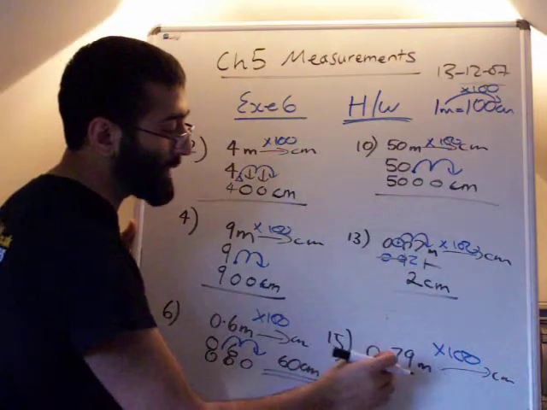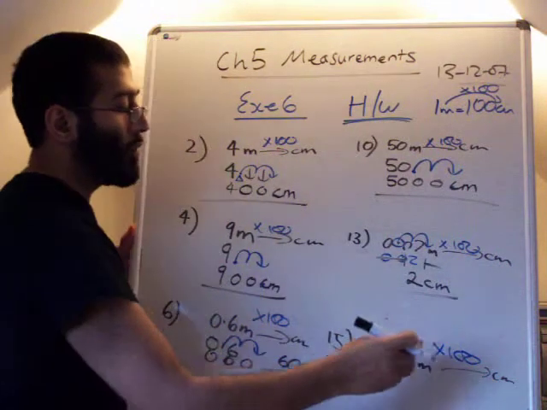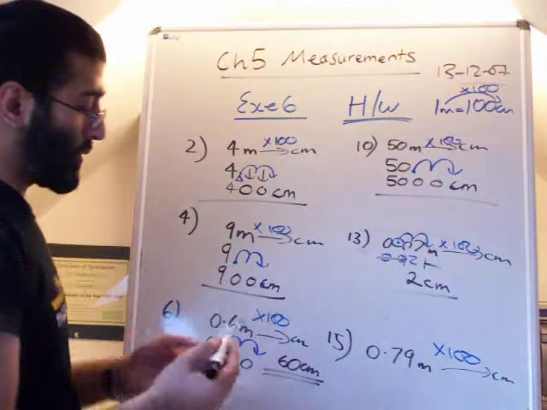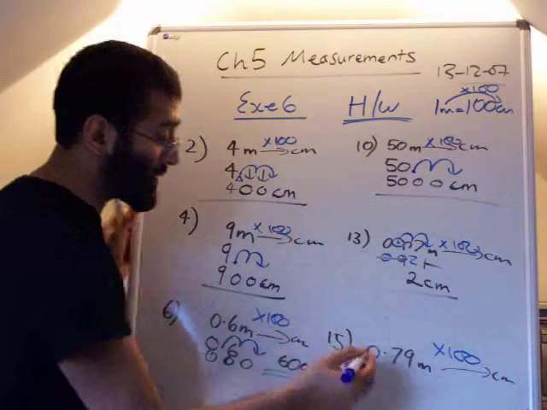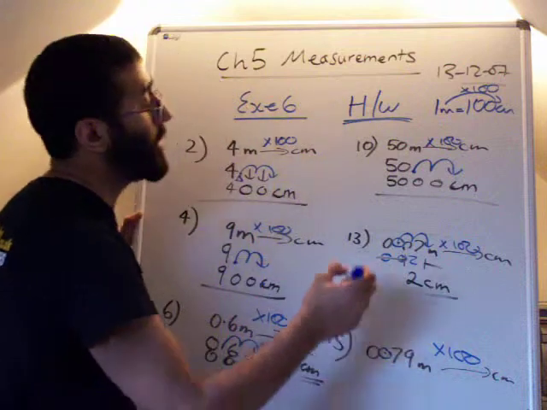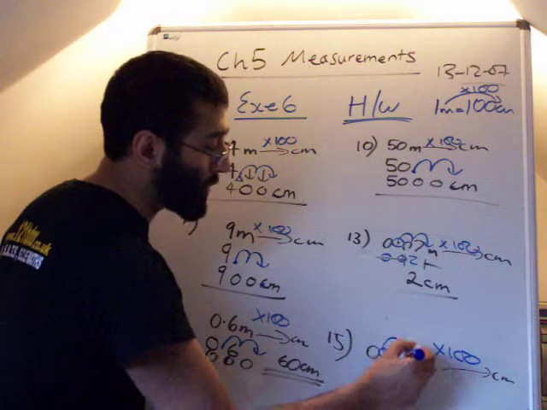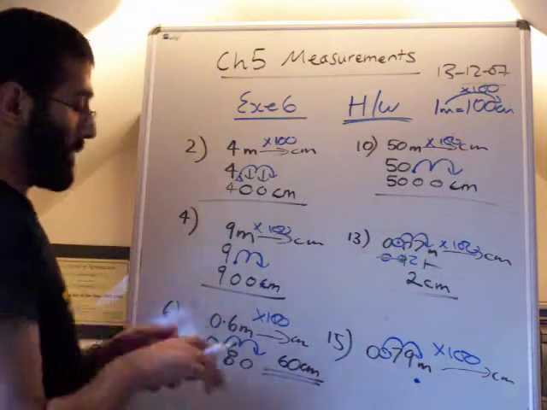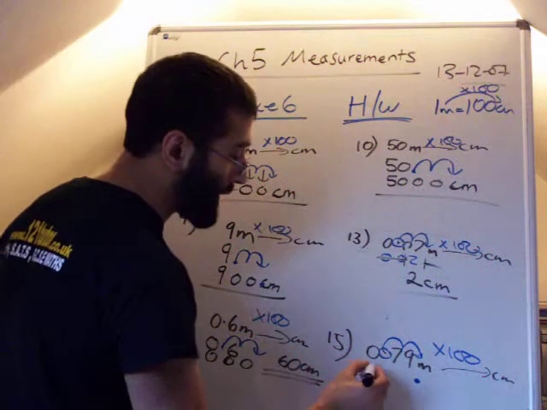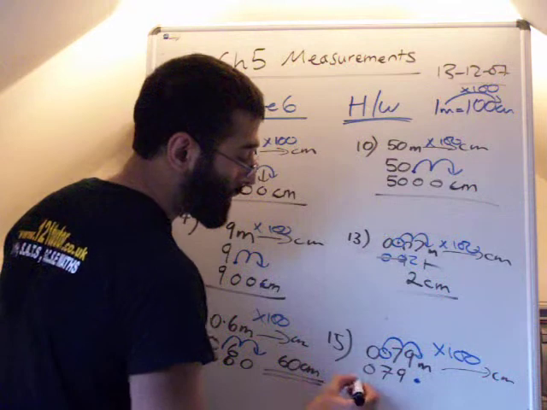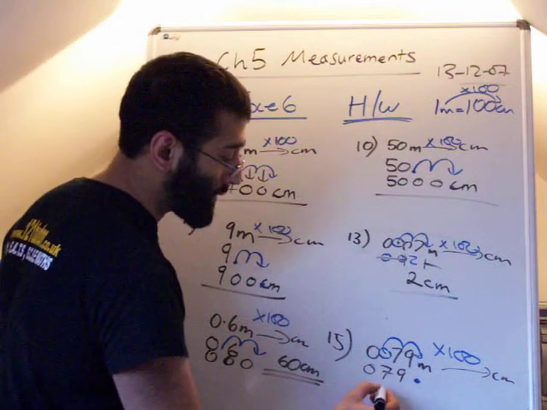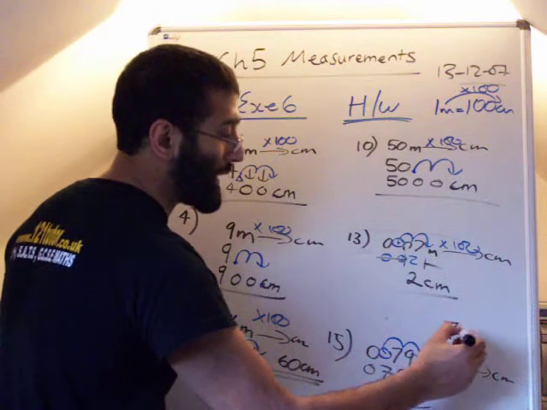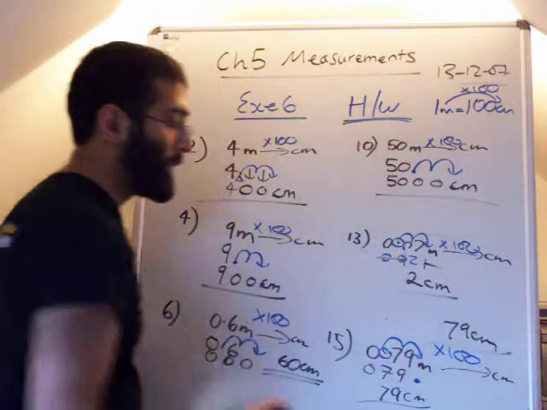If we change 0.79 meters into centimeters, we must multiply by 100 because every meter has 100 centimeters in it. So here, we can actually work on the question itself. Grab the decimal point, move two places to the right, 1, 2, because we're multiplying by 100. Drop the decimal point down. We've got to copy all the numbers down underneath. So 0.79 point. The final answer is going to be 79 centimeters. If you can't see that answer, here it is, 79 centimeters.